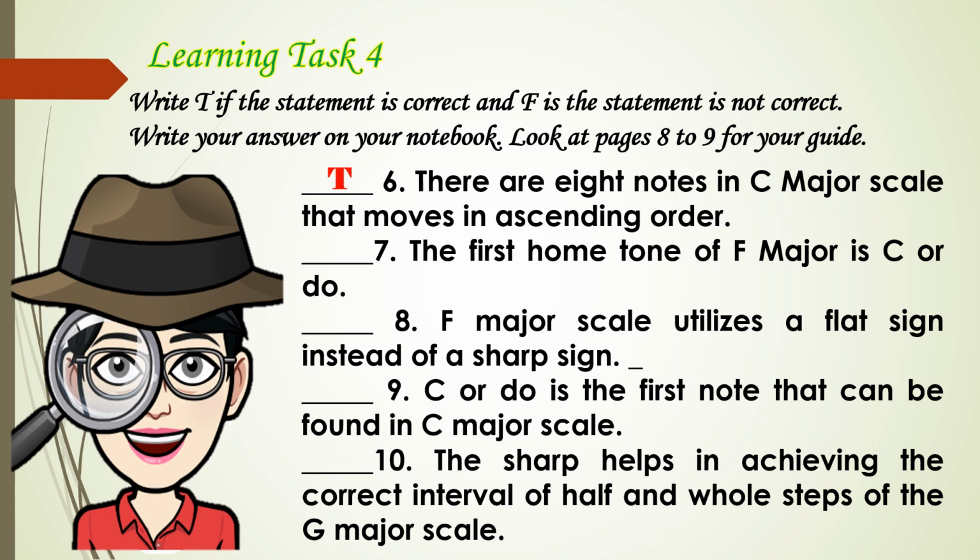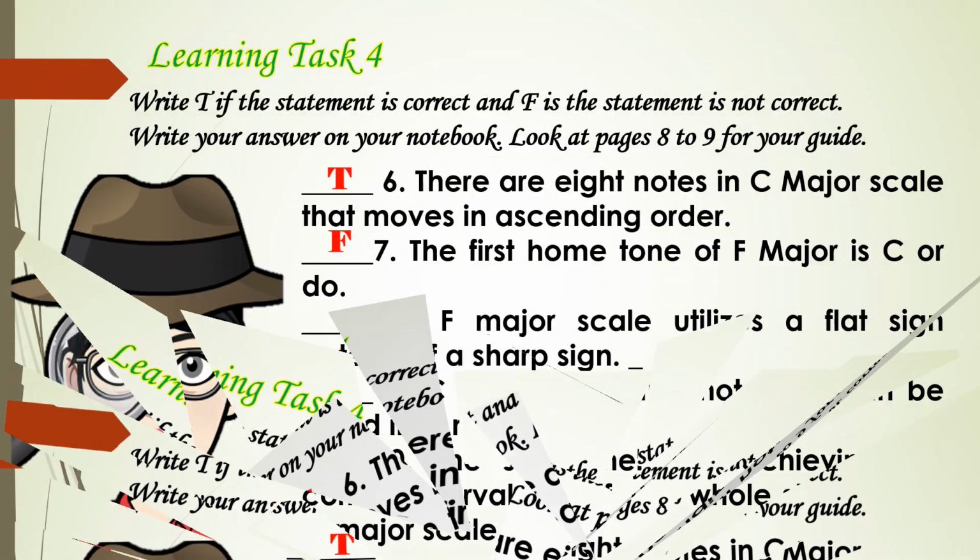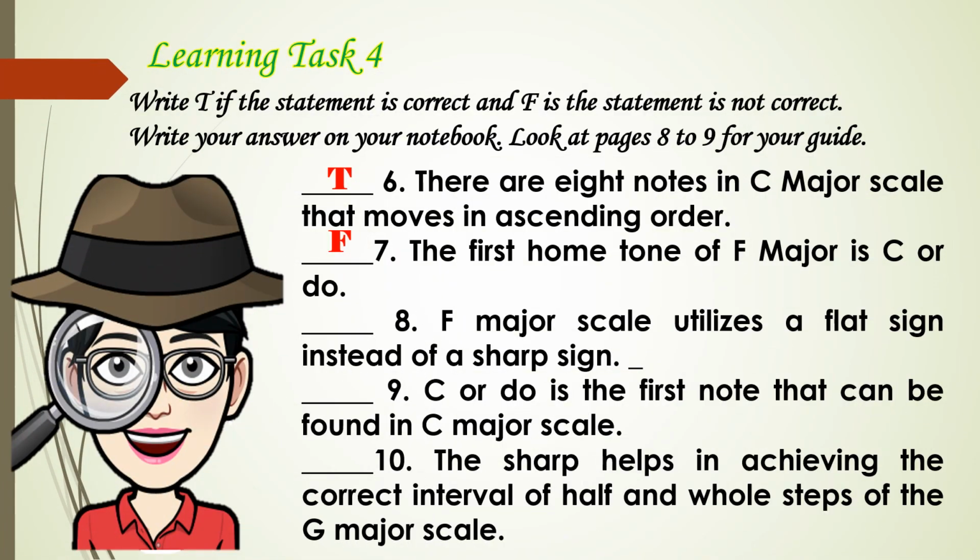The first home tone of F major is C major or Do. And the answer is letter F. False, because the home tone of F major is F or Fa. You're a real trooper! Number 8. F major scale utilizes a flat sign instead of a sharp sign. And the answer is letter T.